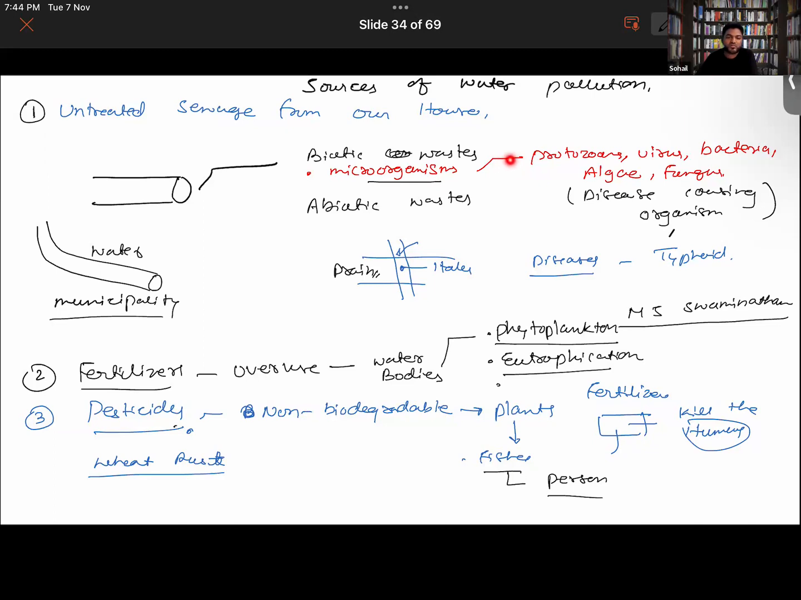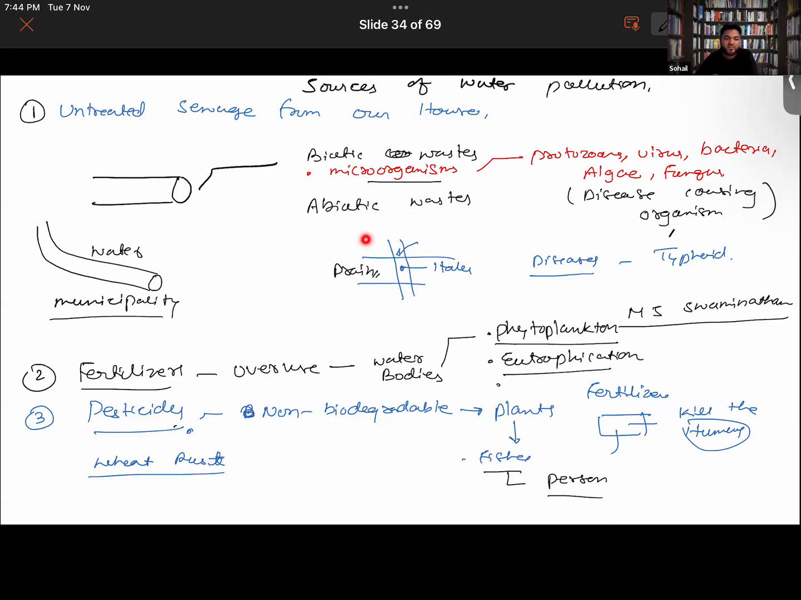Right now, so those will be called biotic waste. And then abiotic waste: if someone throws polythene, plastics, or any other abiotic thing, those are basically abiotic waste, right? So that is one of the sources of water pollution, right?